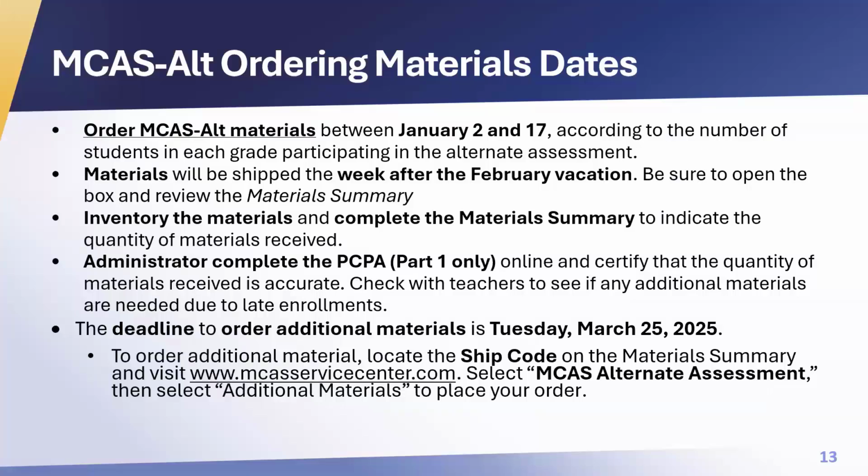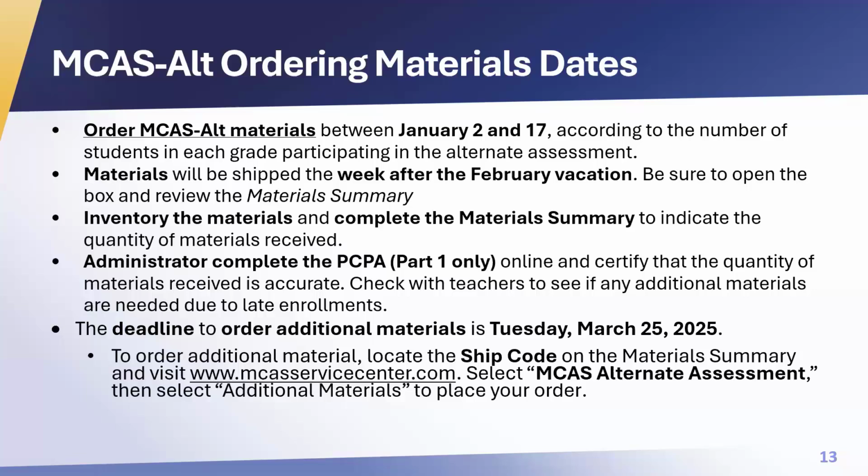What you'll want to know is that the ordering material window opens in January. So you don't have to do anything right now in terms of ordering materials. It's open January 2nd through January 17th. That's how you will order materials. You order the binders for the number of students participating in the alternate assessment. Around mid-February, schools should receive the shipment of material.